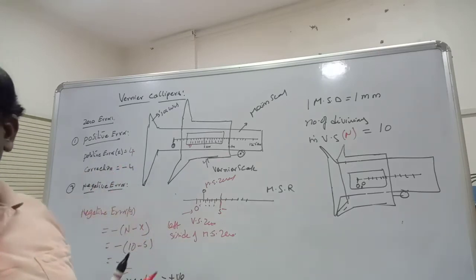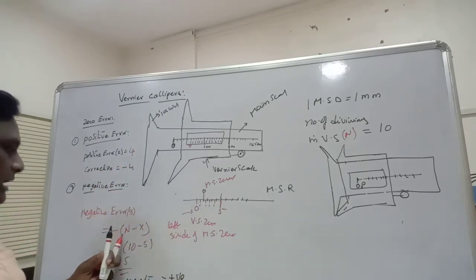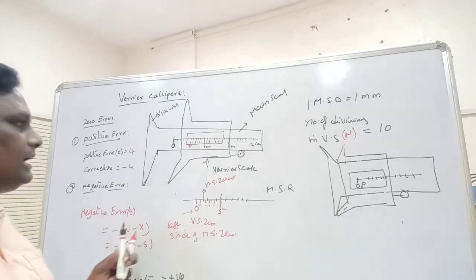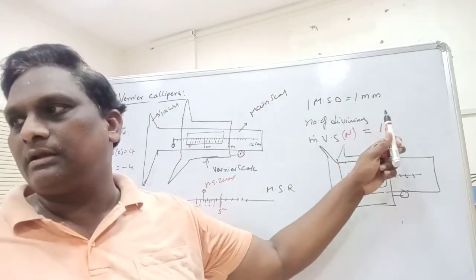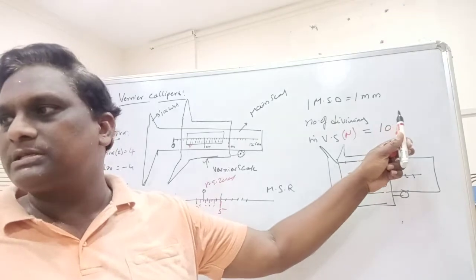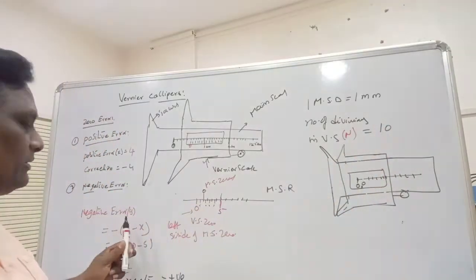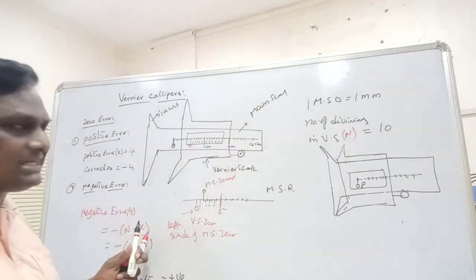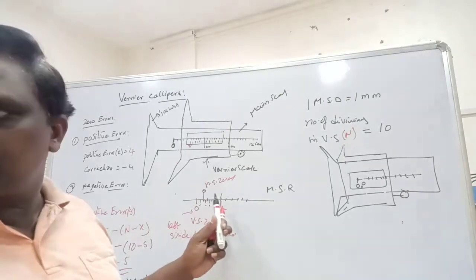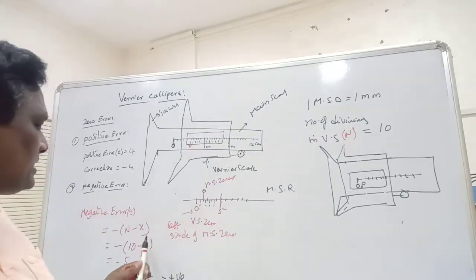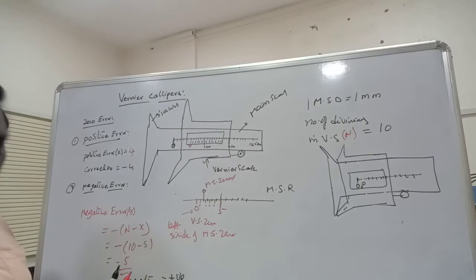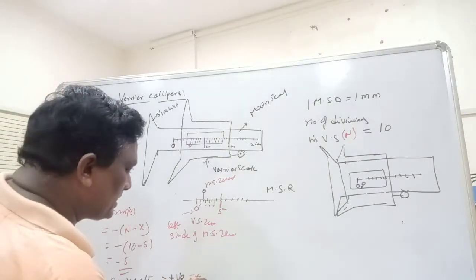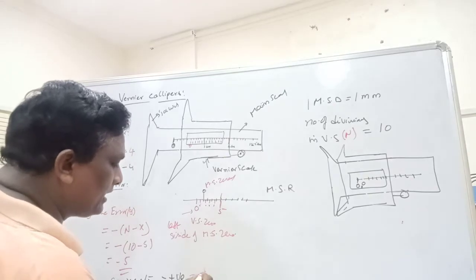Similarly, negative error. Negative error formula is minus of n minus x. What is n? n is the number of divisions in the Vernier scale. How many divisions are there? 10 divisions. That 10 I have taken. Minus, what is x? x is the coincidence division. So coincidence division is 5. So the answer is minus 5. Correction is positive, which means you have to take plus 5. Means you have to add it to the final value.